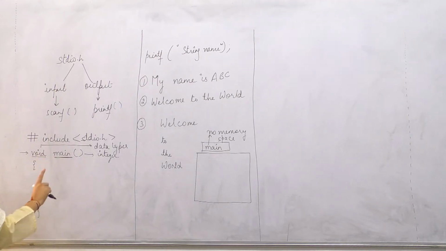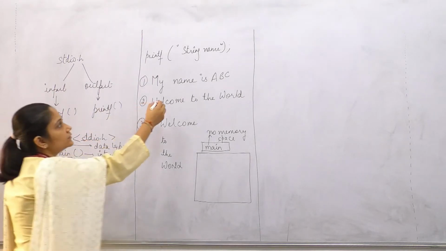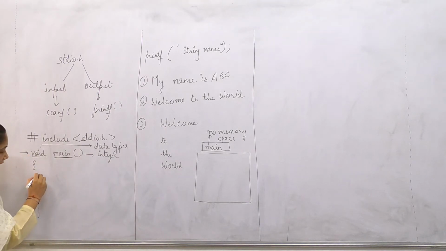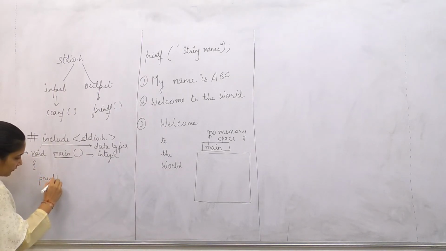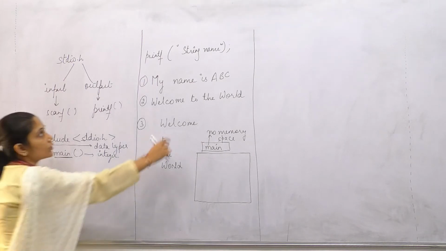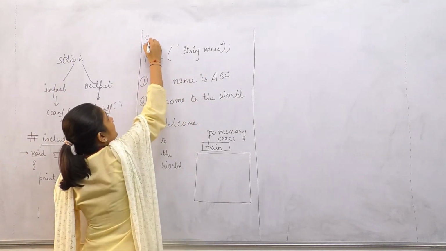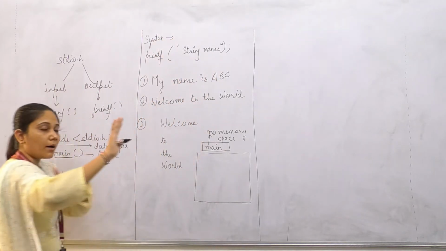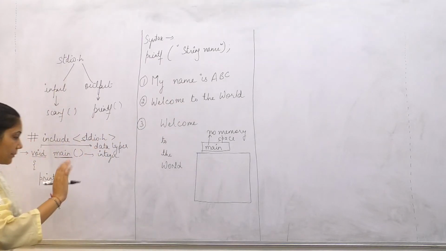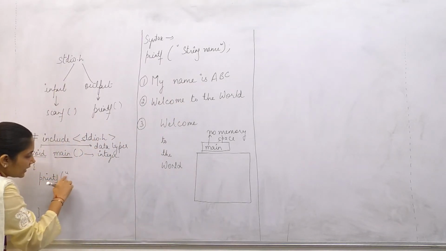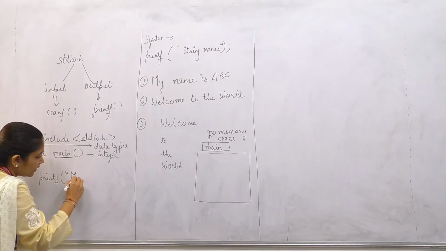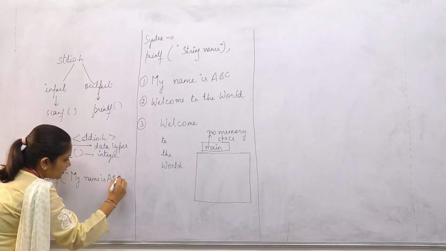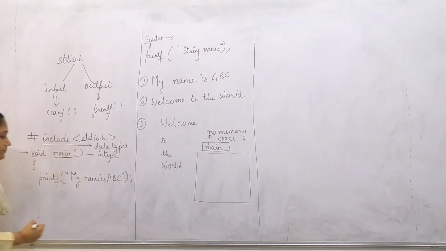Okay. Now what will happen? I just want to write this: my name is ABC. I just want to print it on my screen. So what I will do, I will write printf like this, and then the syntax is showing, this is the syntax of your printf. It is showing string name. So my string is, first I want to print my name is ABC. So I am going to write it in double quotes, my name is ABC, and then a semicolon.